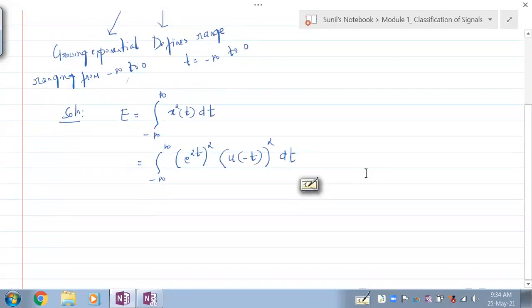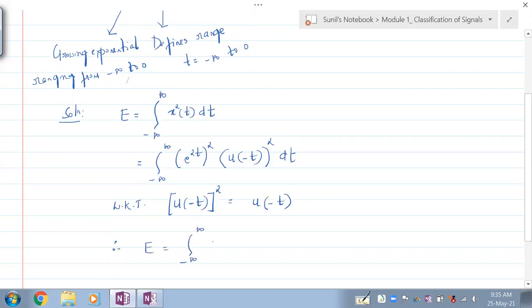One thing we should understand here is that u of minus t squared is actually u of minus t only, because you are squaring 1 there. So our integral would be ranging from minus infinity to plus infinity. When you take this square here, it is as good as multiplying that power, so we can say it is e power 4t, and you're left with u of minus t dt.